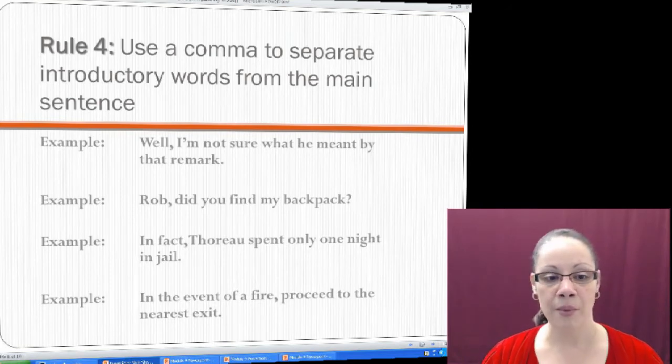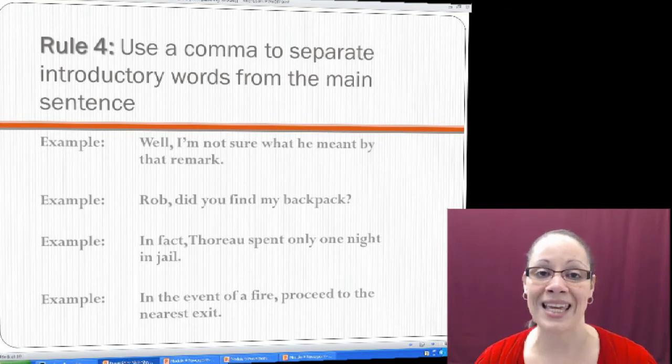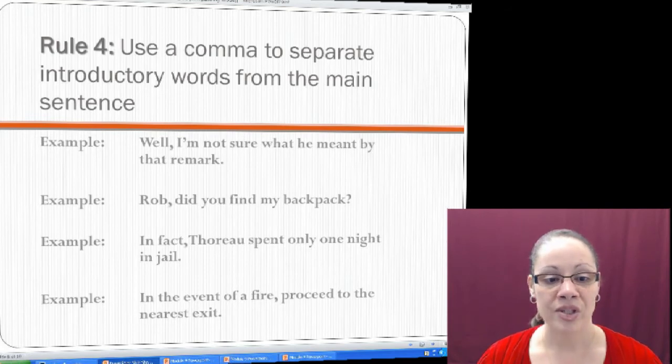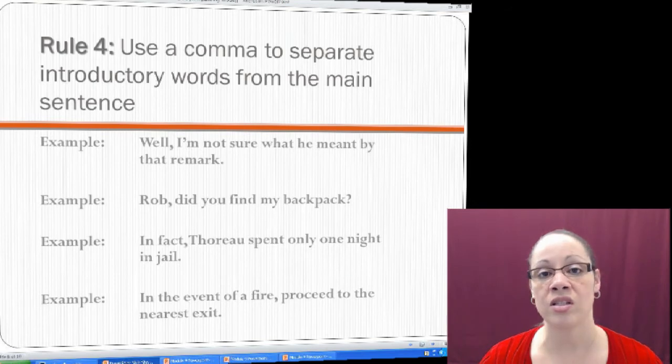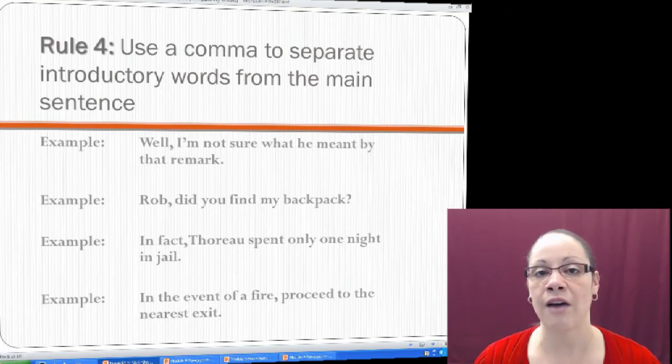Then our last example: in the event of a fire. In the event of a fire is our introductory clause, which is also, by the way, another prepositional phrase. In is the preposition, fire is the object of the preposition. That whole phrase, in the event of a fire, introduces my independent clause: proceed to the nearest exit. You proceed. I'm given a command, so my understood subject is you. So because I'm introducing my independent clause, I have to have a comma after that introductory phrase, in the event of a fire.